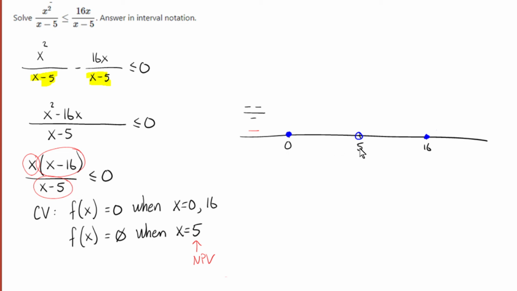When x is between 0 and 5, but not including 5, the monomial will be positive, x minus 16 will be negative, and x minus 5 will be negative as well, which means that the entire rational expression will be positive. When we're between 5 and 16, not including 5, the monomial will be positive, x minus 16 will be negative, and x minus 5, the denominator, will be positive, which means we're going to end up with a negative rational expression.